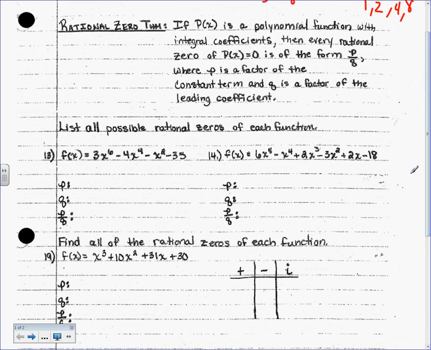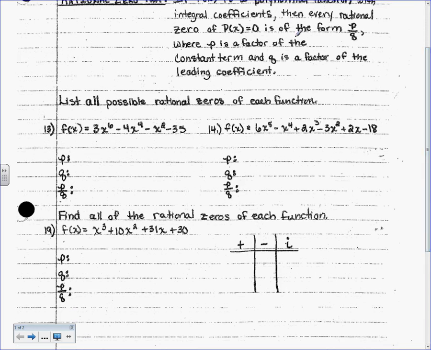So let's first say what p is. And again, p is a factor of the constant. In this problem, what is our constant? Technically, it's -35, right? I'm just going to write 35 because we'll take care of the signs later. You don't have to worry about that. If you wrote -35, that's fine too. And then q, where's that at? Q is a factor of the LC, the leading coefficient. What's the leading coefficient in number 13? Well, it's 3, isn't it? So I'm going to write 3.